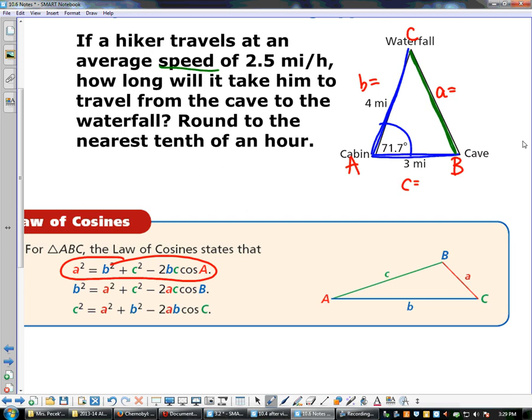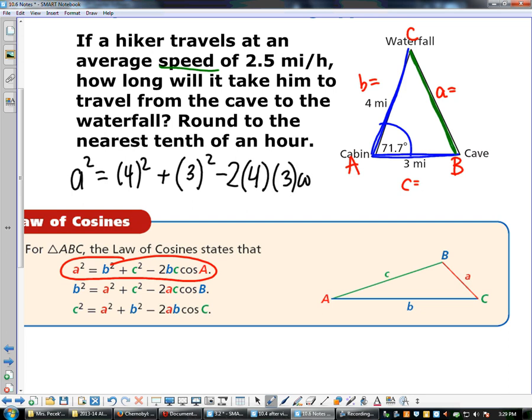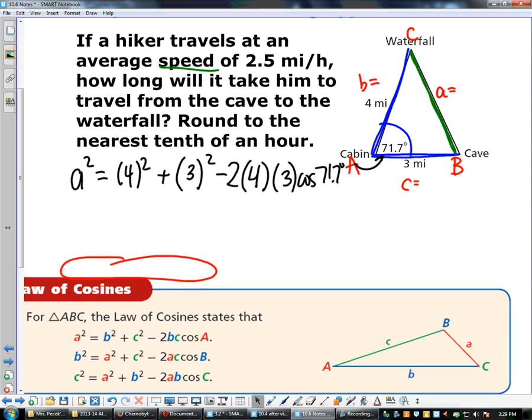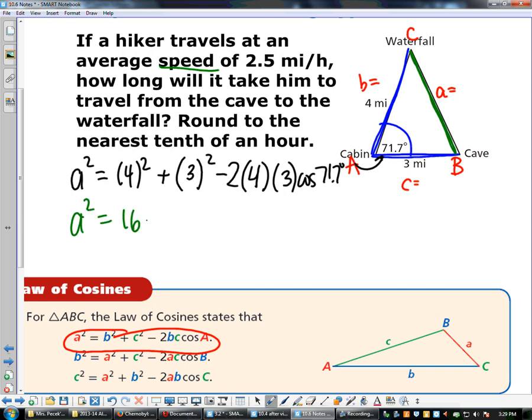We know that a squared, that's what I'm looking for, is going to equal b squared. We said that was 4 squared, plus c squared, so 3 squared, minus 2 times b times c times the cosine of a, angle A right there, 71.7 degrees. I could clean this up just a little bit. Right now I know that a squared is equal to 16 plus 9 minus 24 cosine of 71.7 degrees, since 2 times 4 is 8, and 8 times 3 is 24.